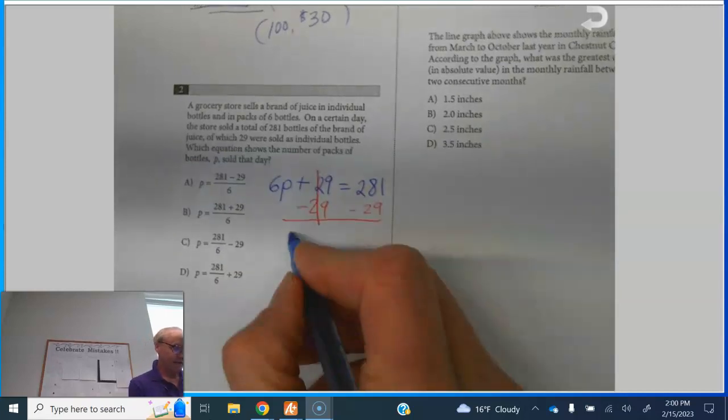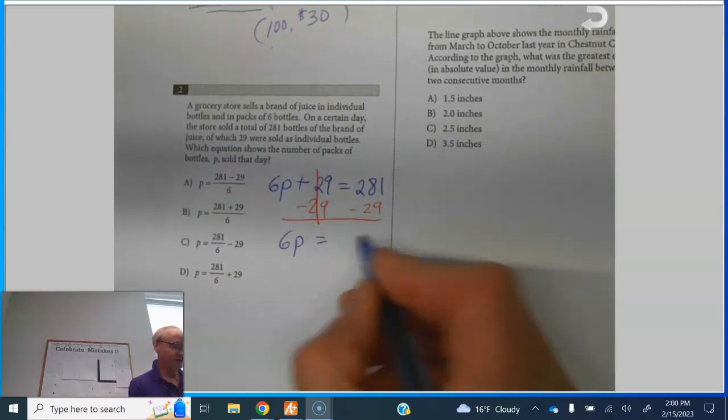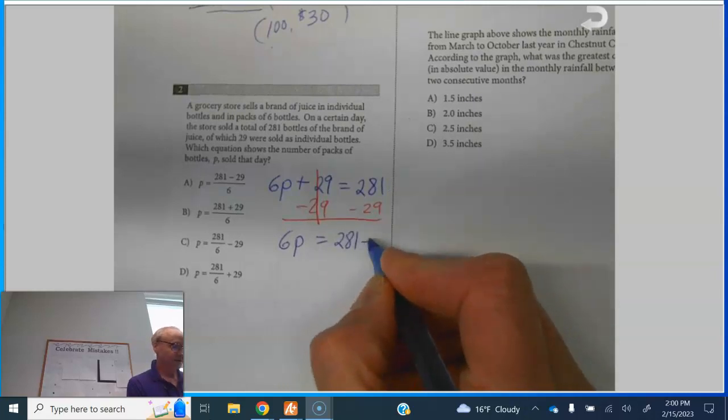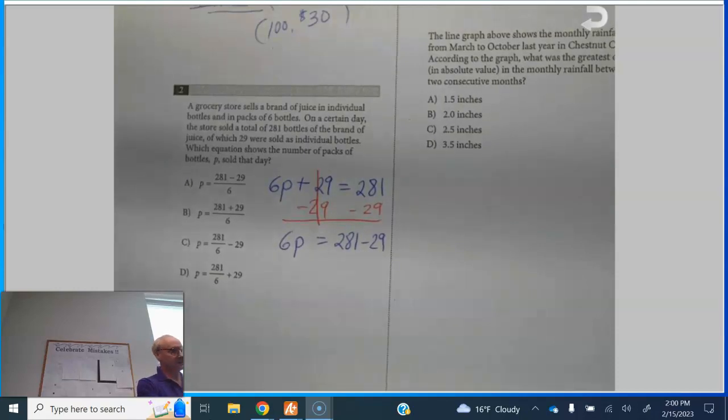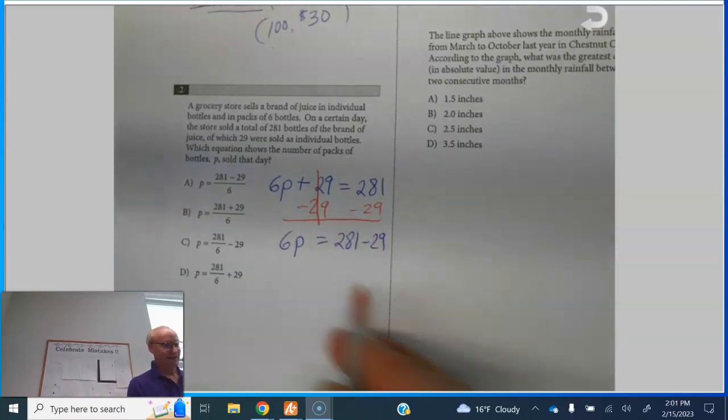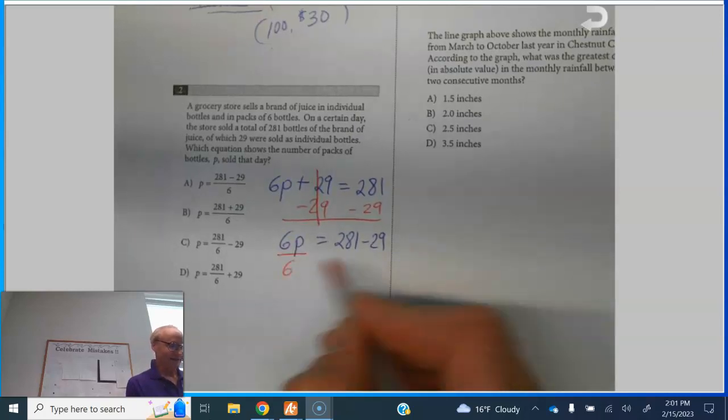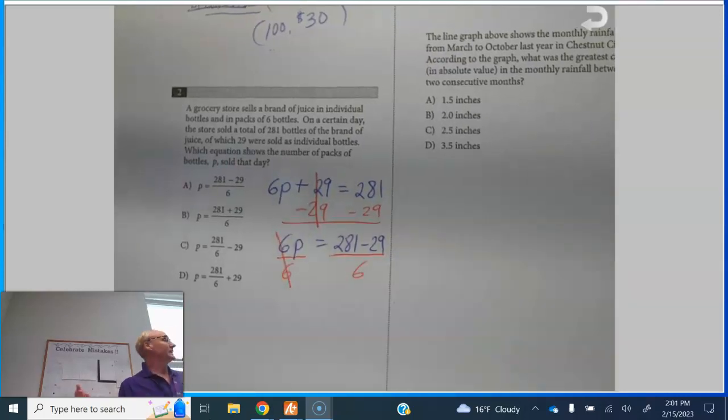And they left it like this, didn't they? So I'm going to leave it like that. I have 6p is equal to 281 minus 29. I could subtract it, but they didn't do it. Diana's not here. How about Bruce? What's the next step? You divide by 6. Yeah, divide by 6, and you're done.